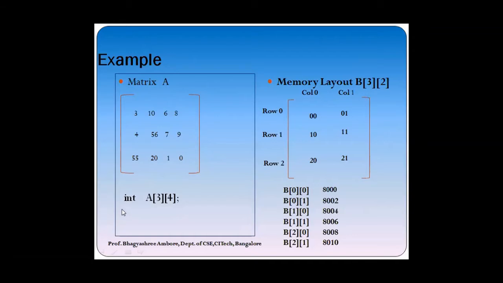I can do a declaration. All the elements in the matrix are of type integer. The name of the matrix is A. There are 3 rows and 4 columns. Now we'll go with the memory layout.